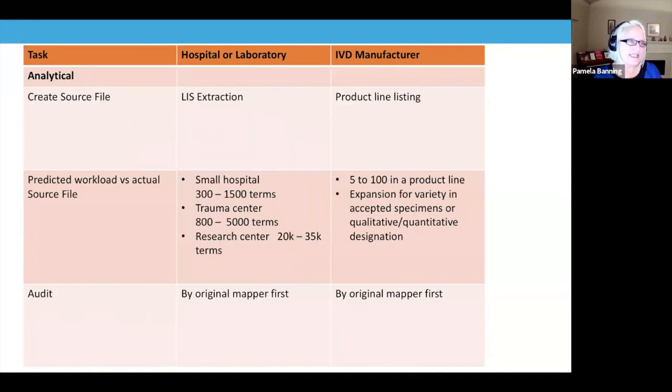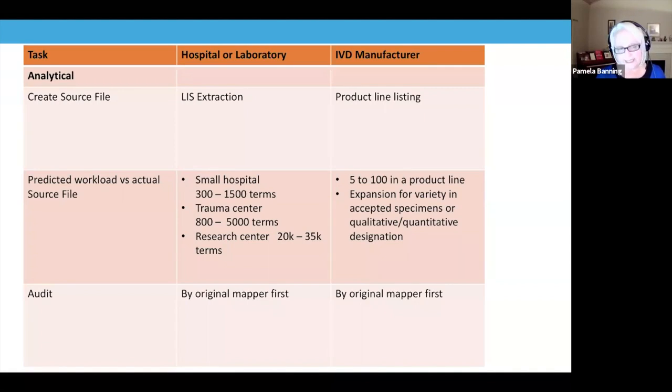Okay, Jamie, let's get into the analytical. In the next slide, I'm going to show you that the source file is going to look entirely different. The hospital laboratory is going to have an extra, go ahead and go back one. They're going to have their LIS extraction. The IVD manufacturer doesn't have an LIS to begin with, and I'm unaware of the computer systems they have regarding their development or their publications. However, I do know that we have package inserts that we can work from. So I'll skip forward just a little bit here. The second line is a rule of thumb, a measurement over my years of experience of how much work you may have to do between being a hospital or being an IVD.